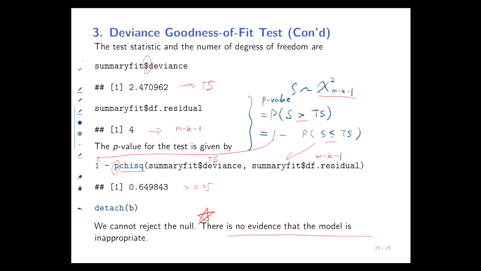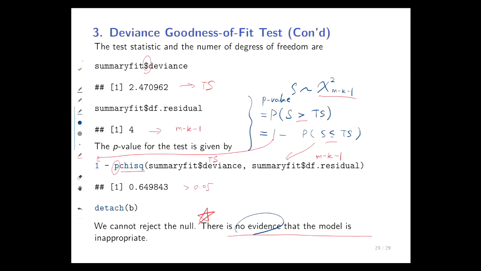I think the case here is that because we only have 6 observations, when we say we have no evidence, sometimes we mean we do not have enough observations to actually detect the violation of the assumptions. So that's how we use this test.